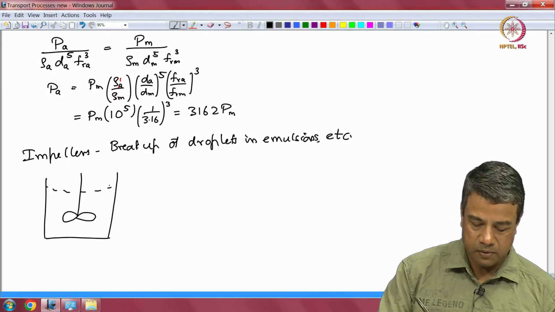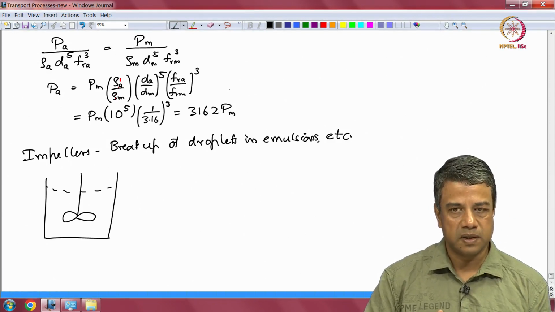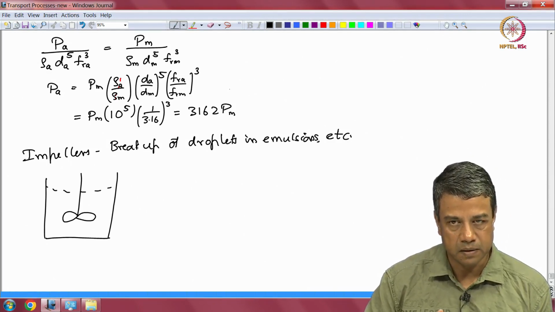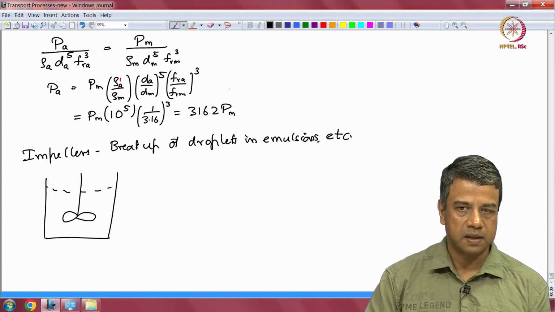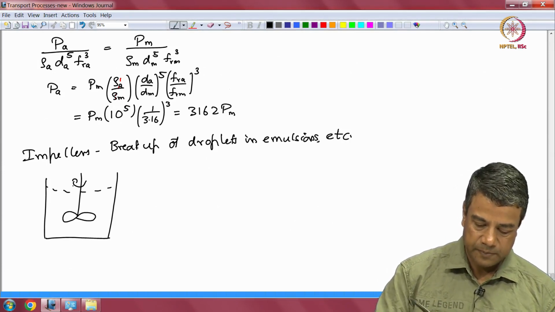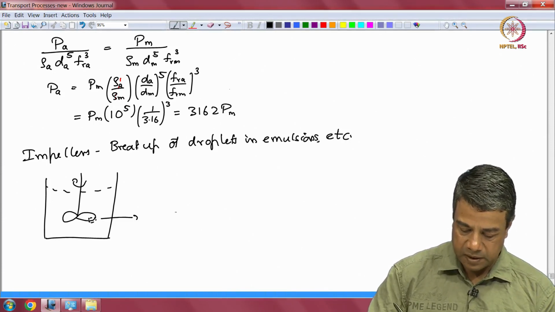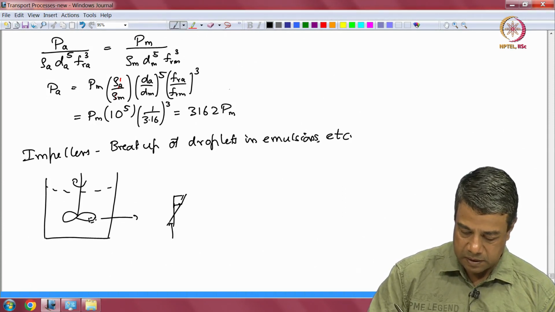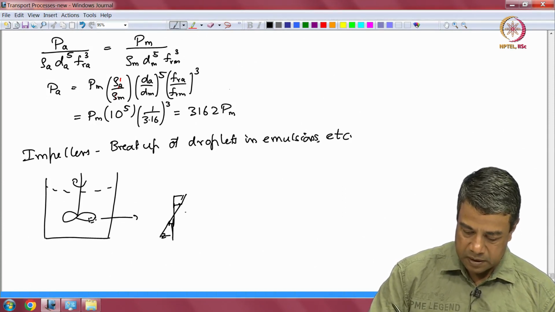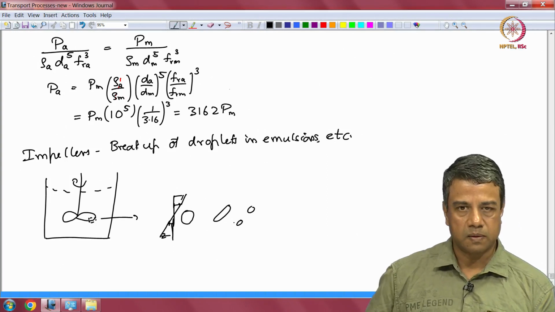Typically what you would do is put two liquids in here, usually immiscible liquids like an aqueous solution and a fat solution or something like that, along with surfactants, and then you rotate the impeller. If you look at what is happening close to the impeller, you are generating a flow field, basically some kind of a shear flow field in the vicinity of this impeller. Any droplet that is caught in this flow field will get expanded and then broken up into two droplets.